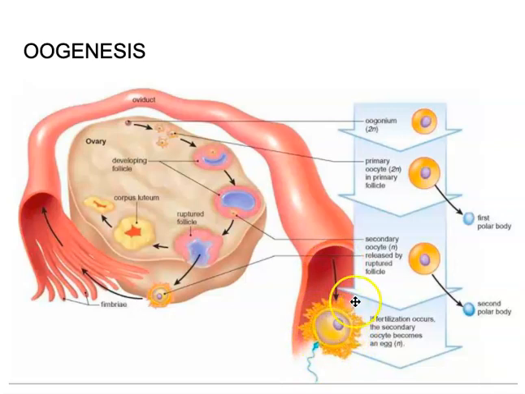So the secondary oocyte is really quickly going to finish meiosis 2. So it releases one of the polar bodies, becomes an ovum, and with the sperm, they both merge together to create a zygote, a cell that could potentially become a baby. Okay, so that's oogenesis, super, super, super fast.